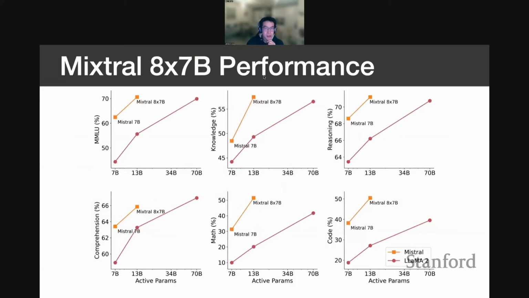Okay, and here is a different graph where what we're trying to show is that on the horizontal axis is the number of active parameters, and on the vertical axis is the performance of the models on various tasks. The brown dots here are the series of Llama 2 models, and the orange dots are Mistral models from Mistral 7B to Mixtral 8x7B. So the Mixtral 8x7B uses only 12.9 billion active parameters, so close to 13 billion, yet it can perform quite a bit better, especially in the knowledge category.